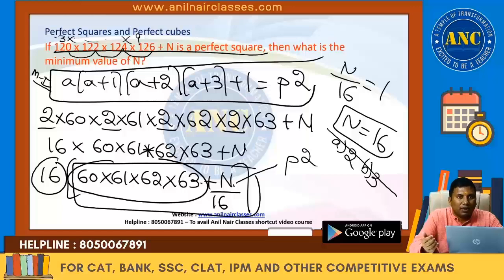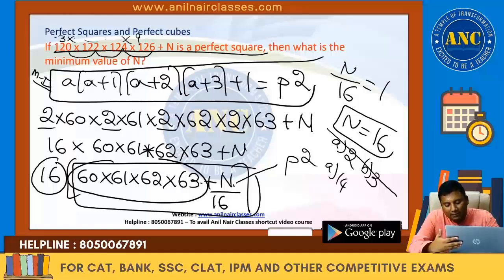Suppose, for example, 14 is there in the option. What is 9 plus 14? 23. What is 2 plus 3? 5. Digital sum of a perfect square should be 1, 4, 7 or 9. It cannot be anything other than 1, 4, 7 or 9.